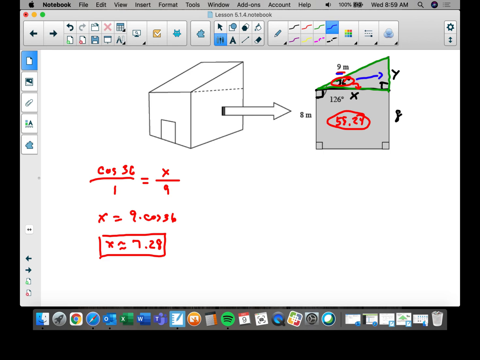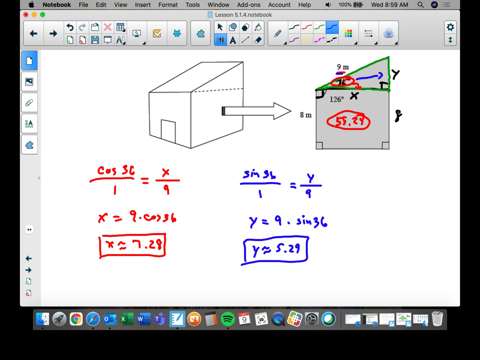So opposite and hypotenuse, this is a sine problem. So sine of 36 over 1 equal to the ratio of the opposite leg to the hypotenuse. And now I can go through once again, cross multiply, I get y equal to 9 times the sine of 36. Y is by itself, so I can type this into the calculator. 9 times the sine of 36, we hit enter, and y is approximately equal to 5.29 if we round it again to the nearest hundredths.